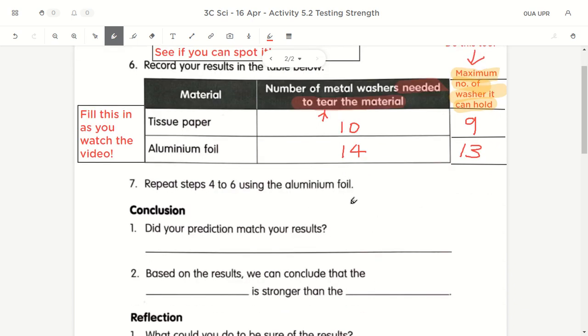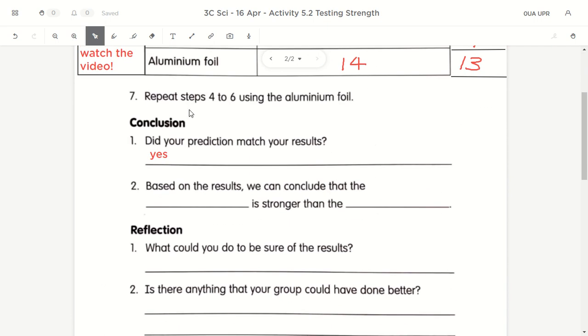I think it does. You realize aluminum foil took 14 to tear it, while tissue paper took 10 to tear it. So the prediction, most of you should be yes. So this is quite straightforward. Okay, so based on the results, we can conclude, again we're talking about the material, which is stronger. Aluminium is stronger than paper.